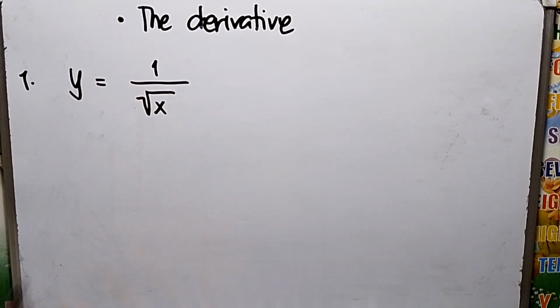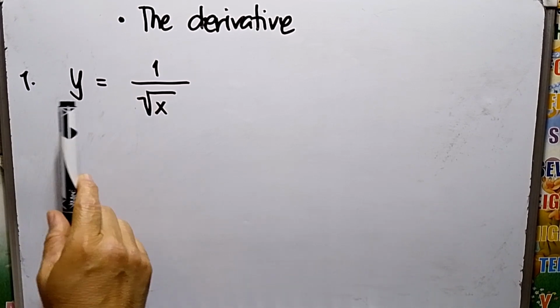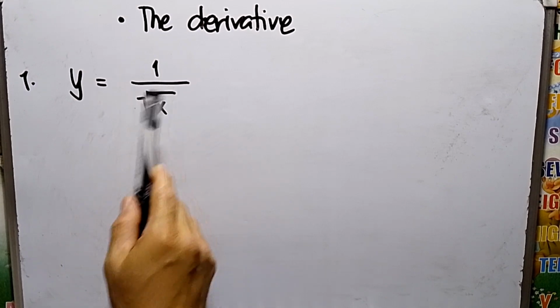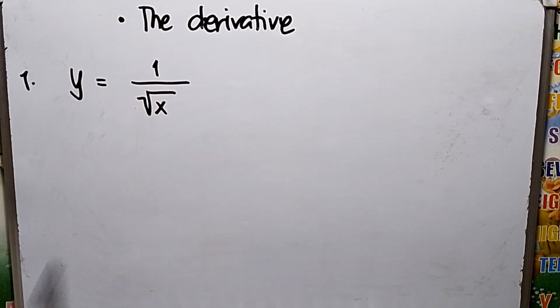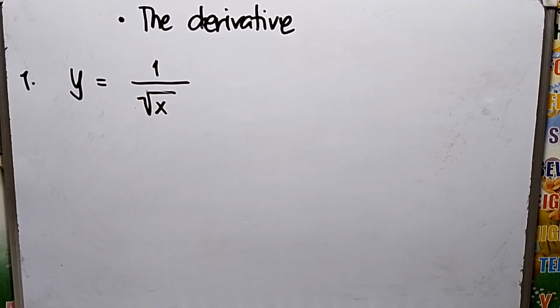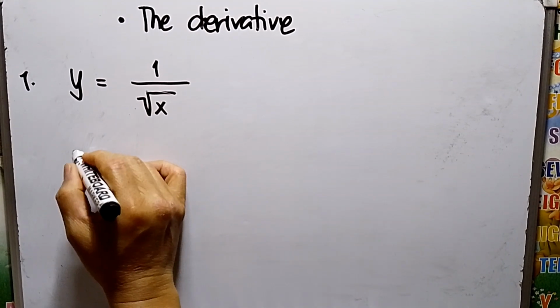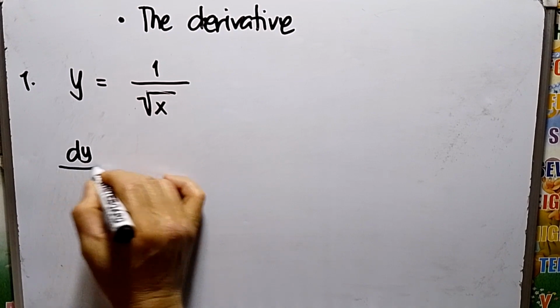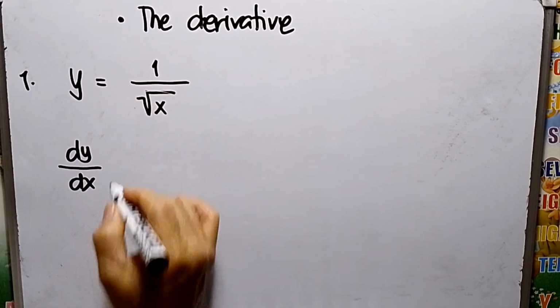This maths is intended for students who are majoring in mathematics and freshman engineering students. So I have here number 1, y equals 1 over square root of x. Take note, this is the denominator, so we will use the chain rule. So the first thing to do is we need to differentiate dy over dx.